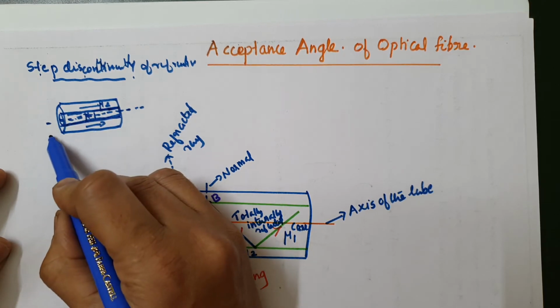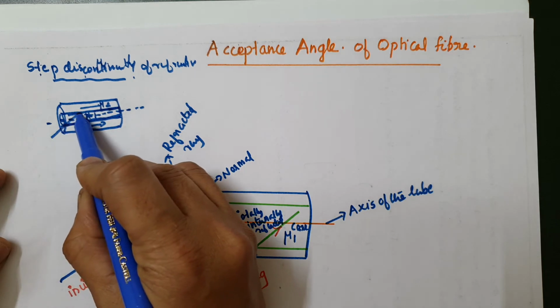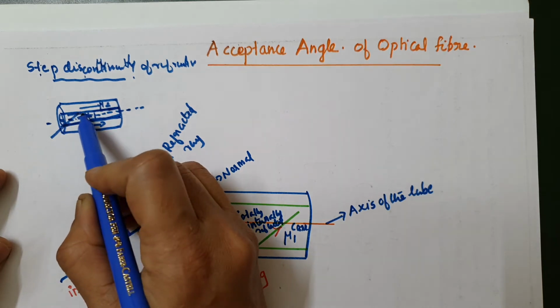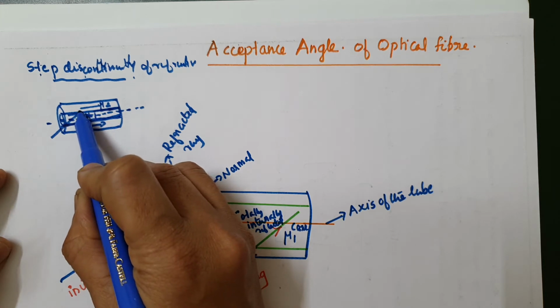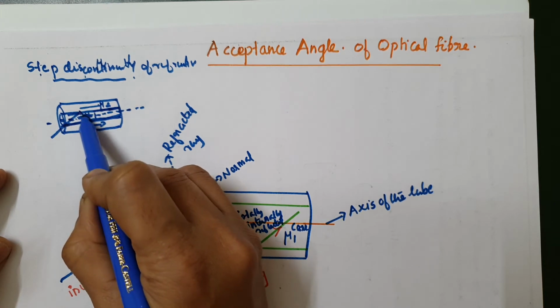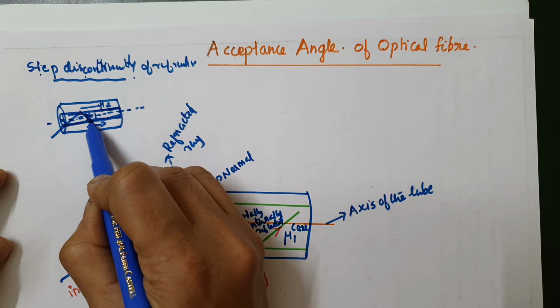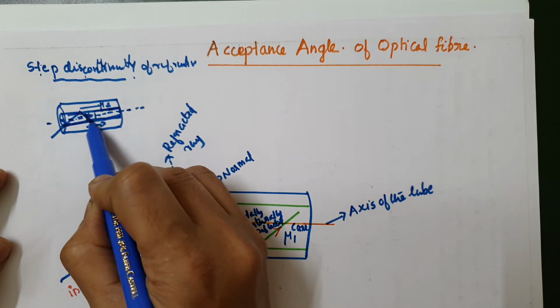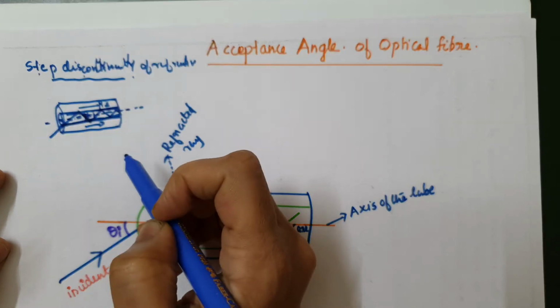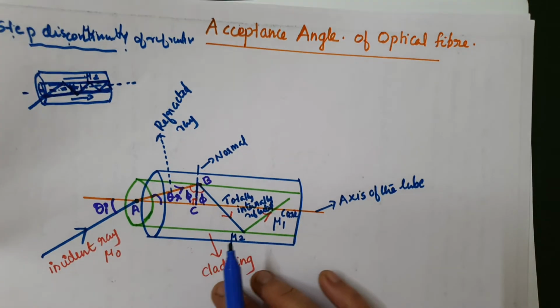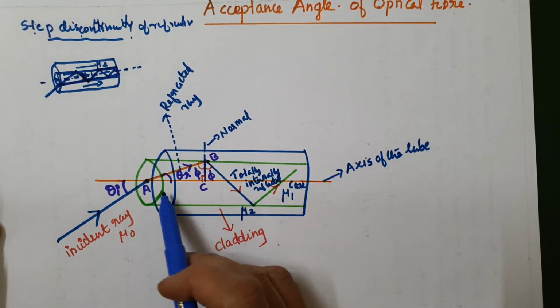So when a light ray is incident at the core cladding boundary at an angle of incidence greater than the critical angle, the ray will be totally reflected into the core region, and from the bottom of the core region it is again totally reflected into the upper region, and hence a zigzag movement takes place. So consider such a type of step index fiber.